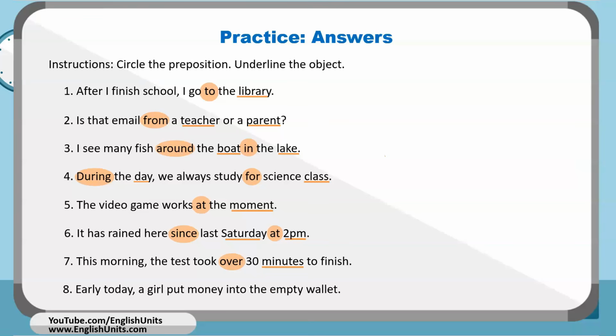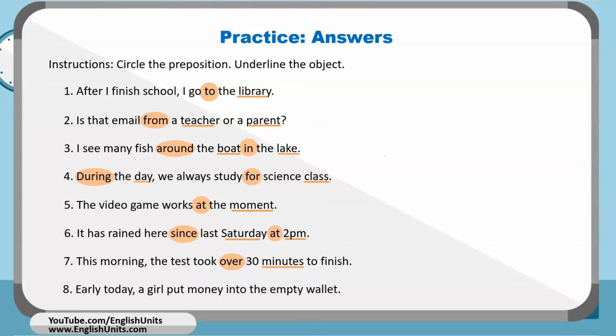Now, how do we know that 30 isn't the object of the preposition over? We know that because 30 is an adjective that describes the word minutes. An adjective cannot be the object of a preposition. So, we know that 30 is not the object, but minutes is the object of the preposition over.